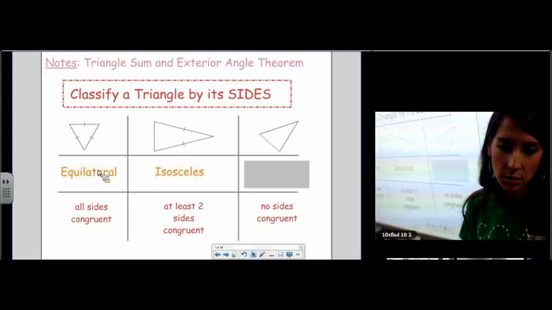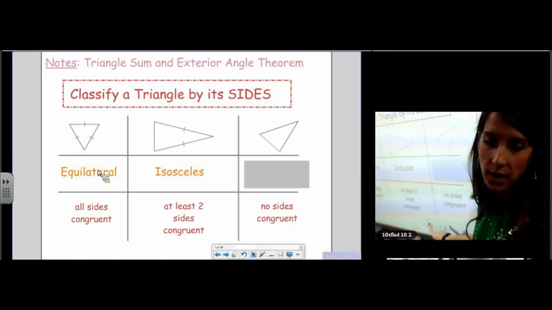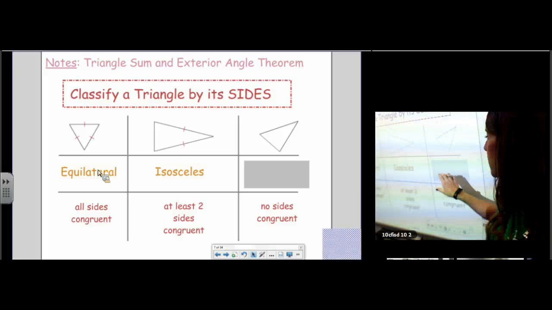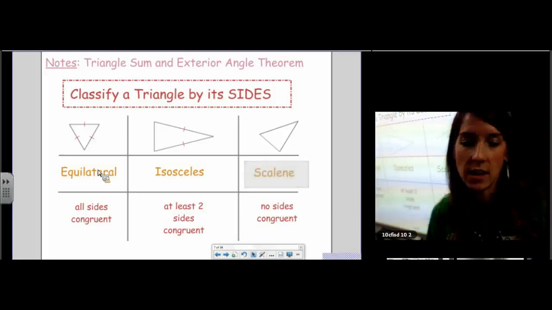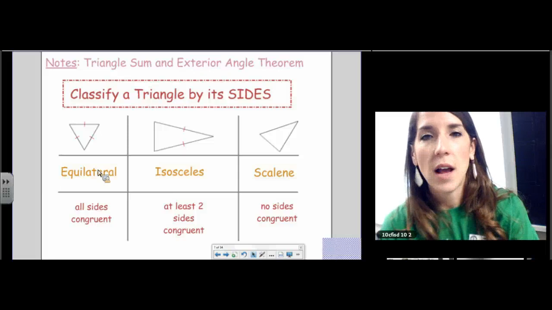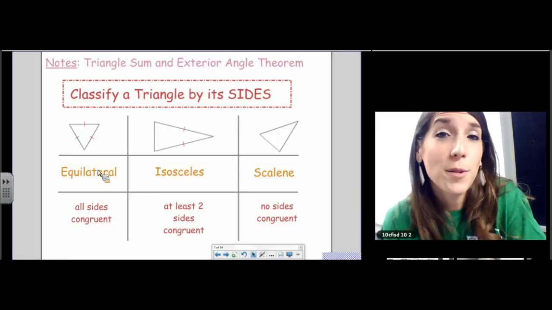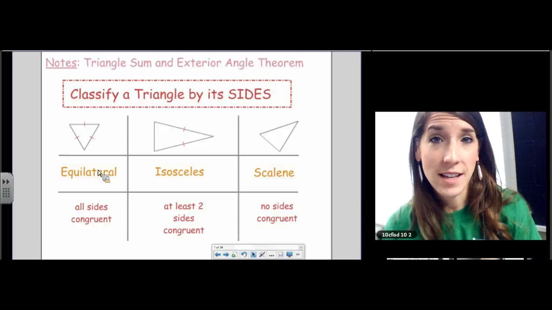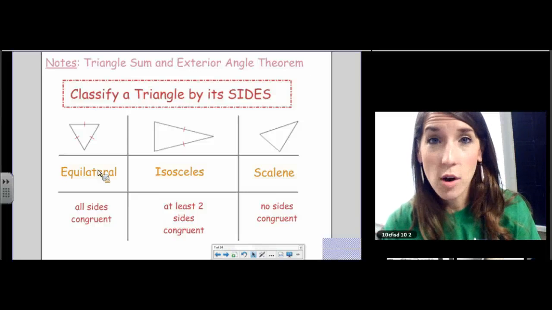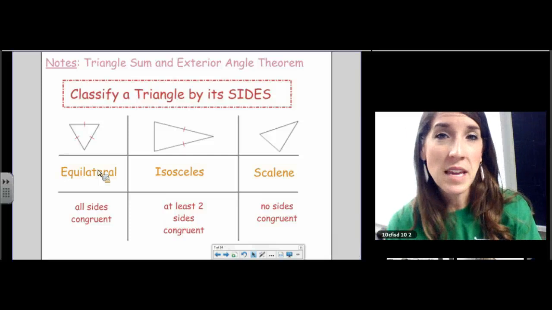Isosceles, at least 2 sides congruent. And 0 sides congruent, no sides congruent, no tick marks at all, scalene. So the emphasis here is that isosceles triangles have at least 2 sides congruent. So isosceles triangles could have 3 sides congruent. So there is some overlap here as well, because isosceles triangles can sometimes be equilateral.